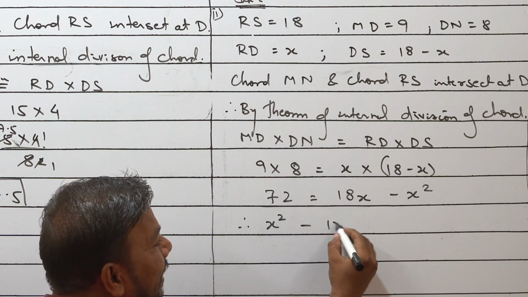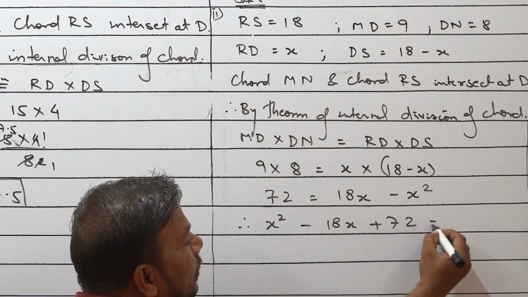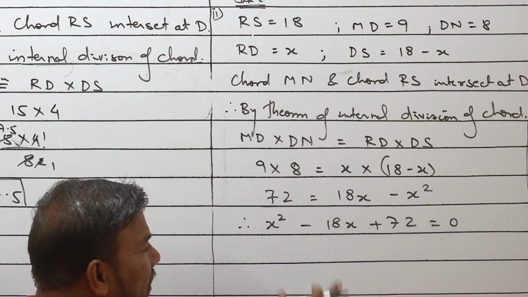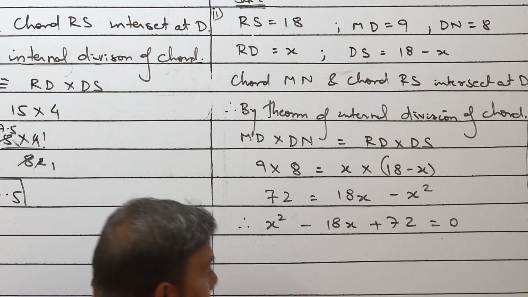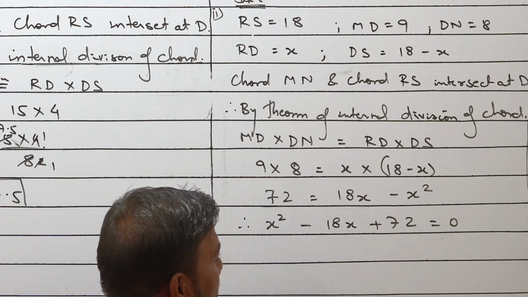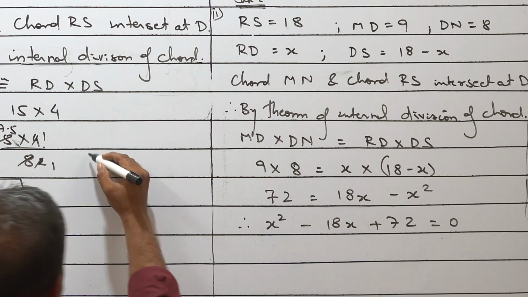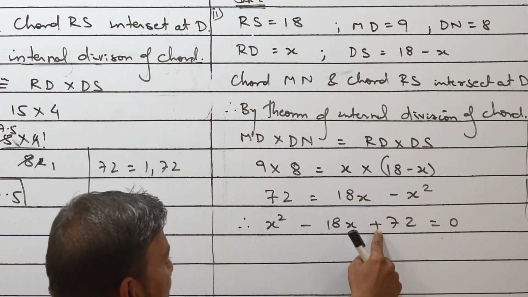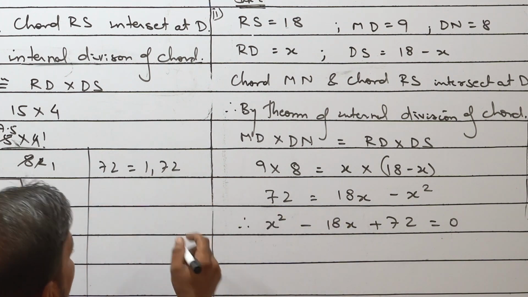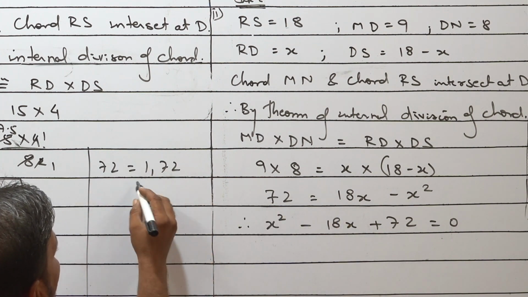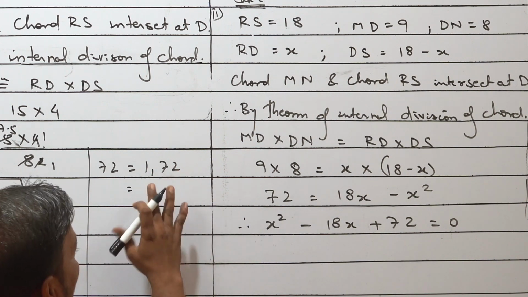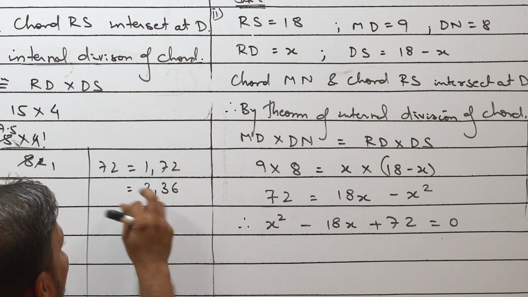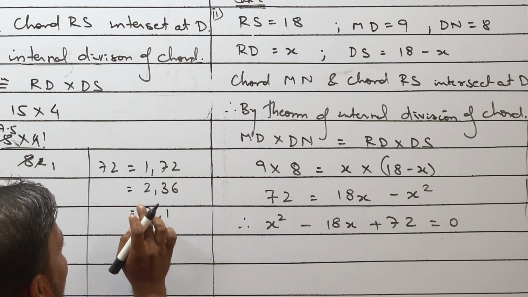x square minus 18x plus 72 is equals to 0. Fine. Now, this is all about the equations, that is the splitting of the middle term. 72, it is 1 72s are 72, plus, it has to come with plus, that is like it cannot come. Then 2 36s not possible. Does it come in the table of 3?